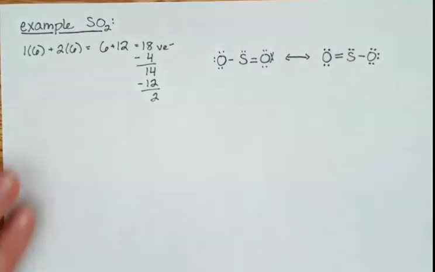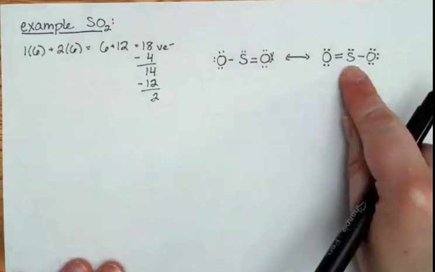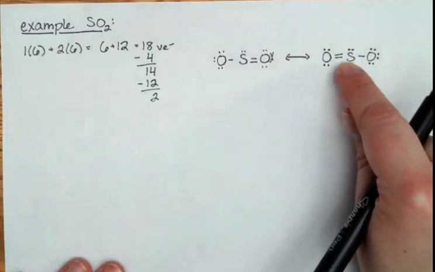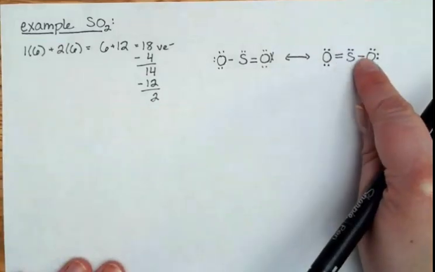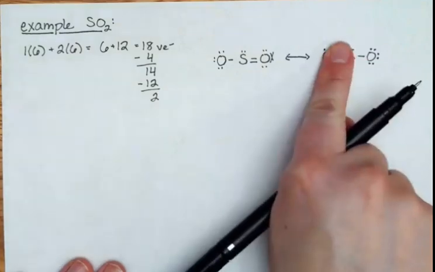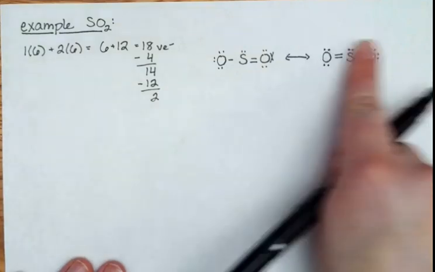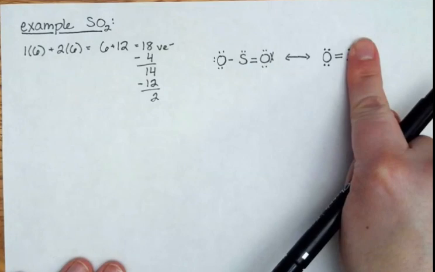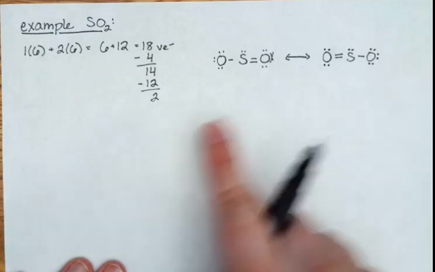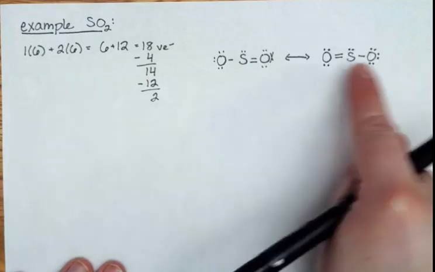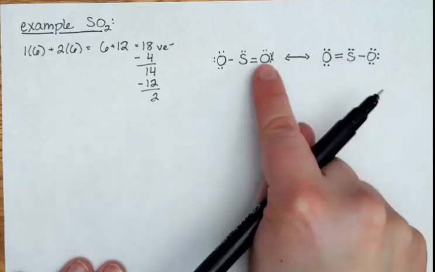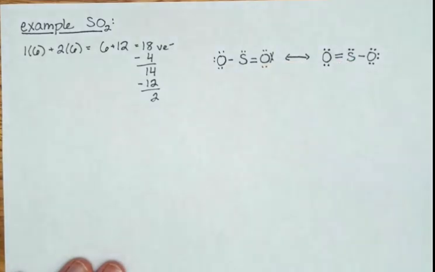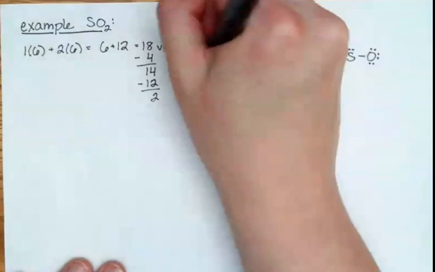Okay, so if we look at this, sulfur in the middle still has 8 valence electrons, so 2, 4, 5, 6, 7, 8. My oxygen on the right has 8 valence electrons, and my oxygen on the left also has 8 valence electrons. All that I'm doing with this arrow is showing that my double bond could either be on the left or on the right. Both of them are valid options. So that would be my answer for this problem.